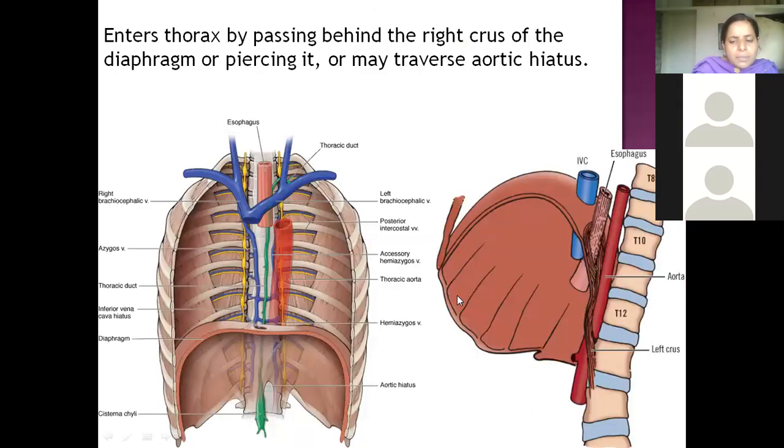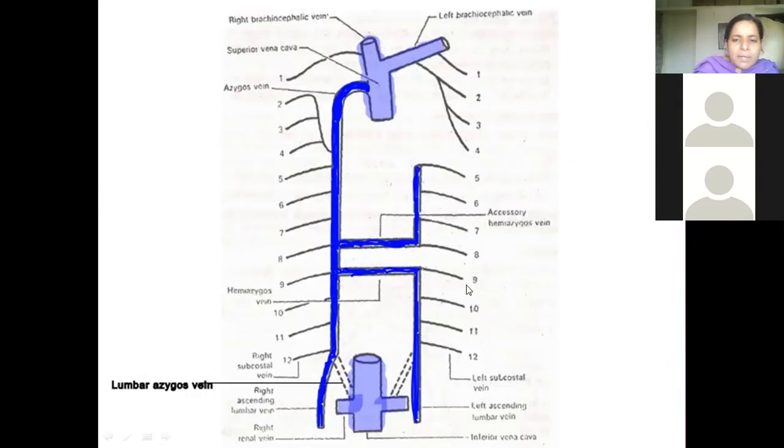Now we are left with the other veins. What are the other veins we have? The 9th, 10th, 11th, 12th intercostal veins. Where are these draining their blood into? They drain into the hemiazygos vein. The hemiazygos vein again pushes its blood into the azygos, and from the azygos it moves to the superior vena cava. I hope this story is clear.